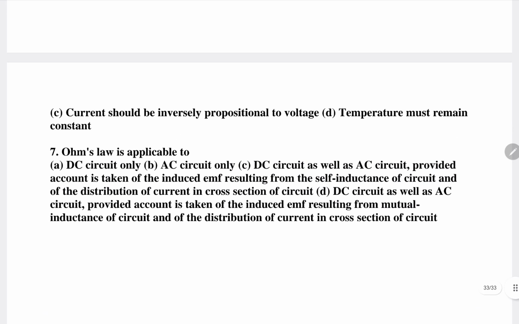So these are a few practice questions and previous year questions, very important questions from basic concepts. In the next video we'll discuss series connection and parallel connection of resistors, inductors and capacitors, with some practice questions and previous year questions.